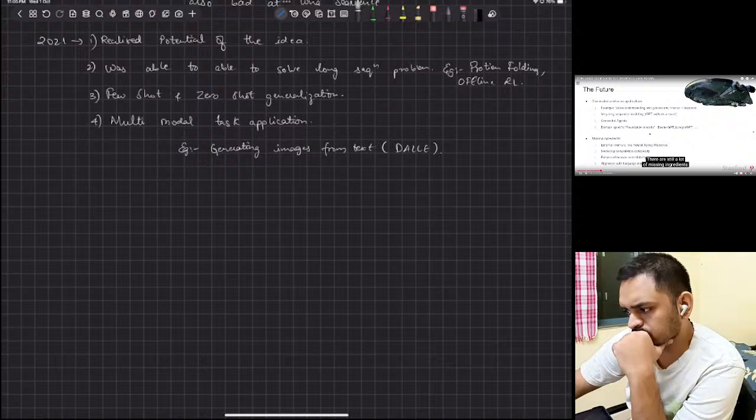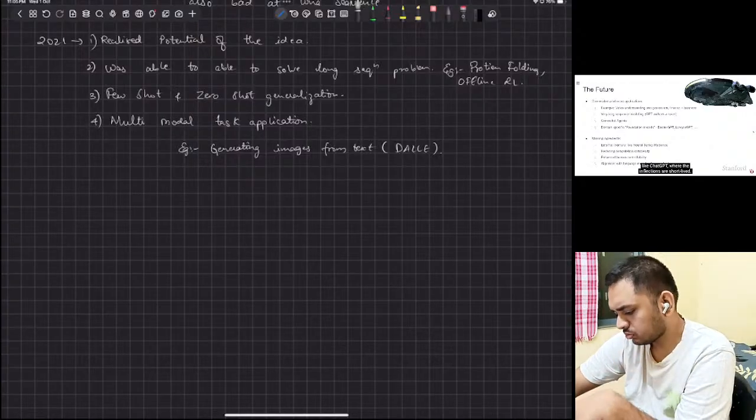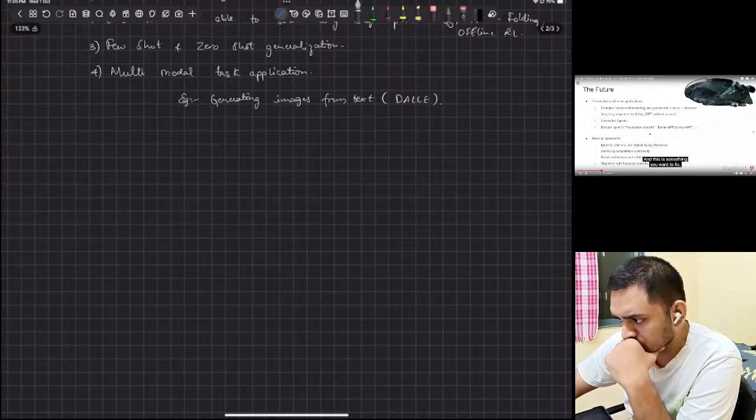There's still a lot of missing ingredients to make this all successful. The first of all is external memory. We are already starting to see this with models like ChatGPT, where the interactions are short-lived. There's no long-term memory, and this is something we want to fix.